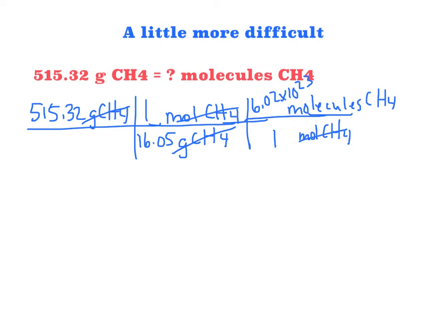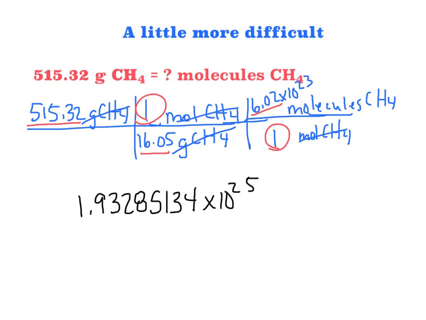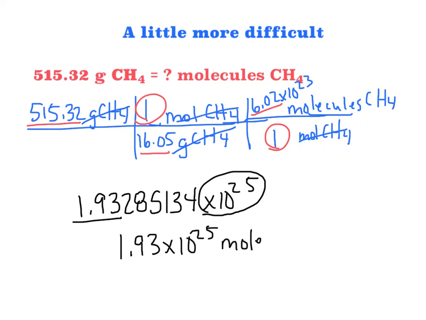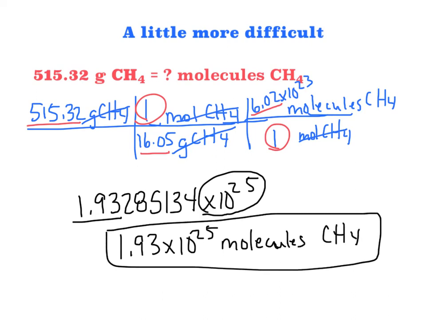Sig figs, this has 5 sig figs. This has 4. This has 3. That does count as only 3. These are infinite numbers of sig figs, so they don't really matter in the limitations. So calculate that out. This is the big old long answer I got, and then we said that we needed 3 sig figs. Don't forget to include this part right here. And so this is 1.93 times 10 to the 25th molecules of CH4, and then I like a box around them to show that's your answer.